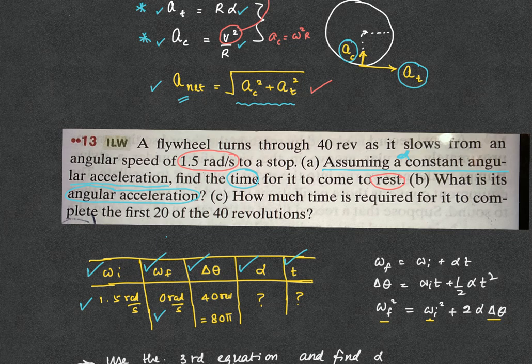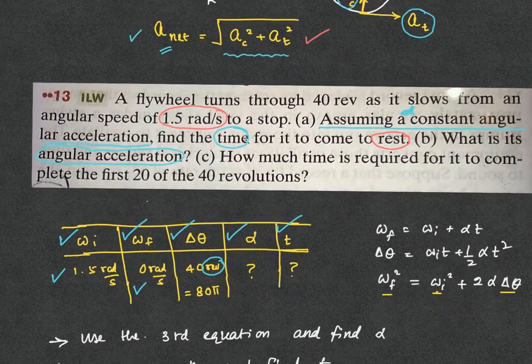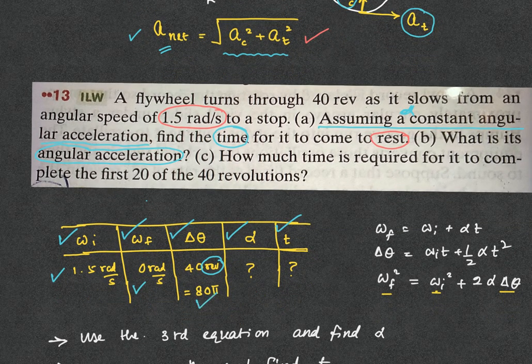Angular displacement is given as 40 revolutions, but revolution is not our unit. Therefore, multiplying this by 2 pi, we convert that into radians. There you have 80 pi radians. Alpha is not given to us. Let me see if I can rewrite it, it looks like a little fish here. Okay, there you go. Alpha we don't know, time we don't know.